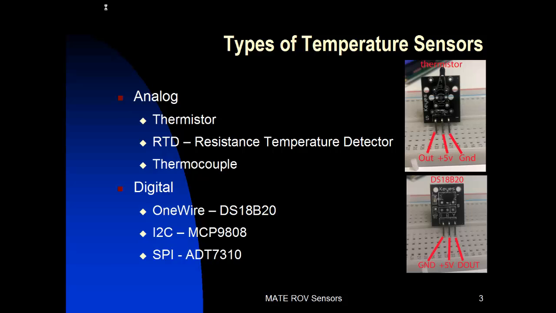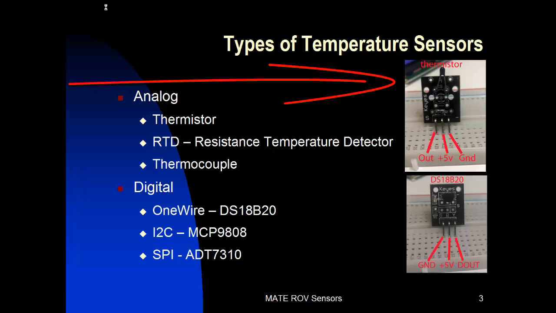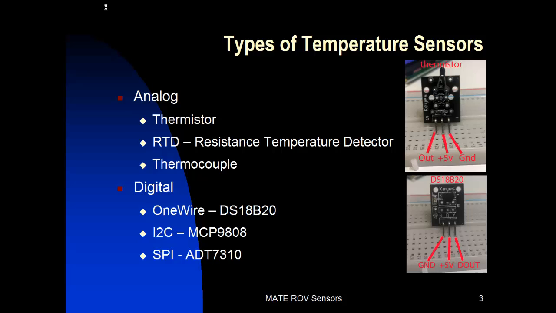We're going to be working with two of these sensors here: an analog sensor, and in this particular case we'll be working with a thermistor. There are also other types of analog sensors, RTDs and thermocouples. And on digital we'll be working with a one-wire digital device, the DS18B20, and I've got a couple of other digital sensors shown that use different types of digital interfaces, and we'll talk about those as we go on.